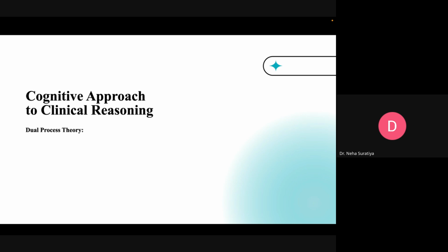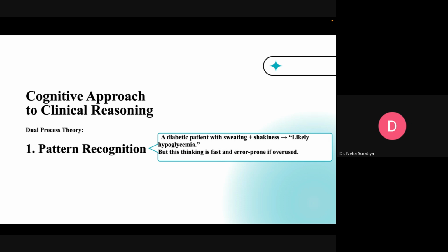The very first thing which comes to your mind is, the exact thing we can say, pattern recognition. Pattern recognition means you are recognizing patterns which have been practiced for a long time. See here, the very first thing we will understand is pattern recognition, which is nothing but a traditional pattern you are assuming will be your answer. For example, a diabetic patient with sweating and shakiness is likely to have hypoglycemia. But this thinking is fast and error prone if it is overused.